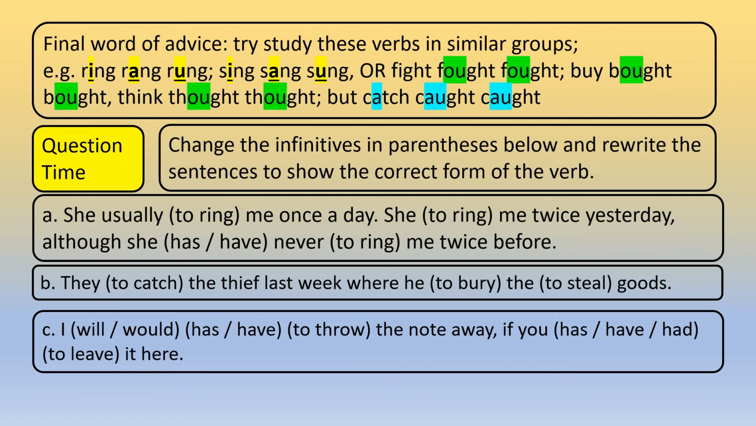Number B, you do on your own. They (to catch) the thief last week, where he (to bury) the (to steal) goods. We have an adjective there also from the past participle form of the verb. C: I will or would, has or have, (to throw) the note away if you have had (to leave) it there.